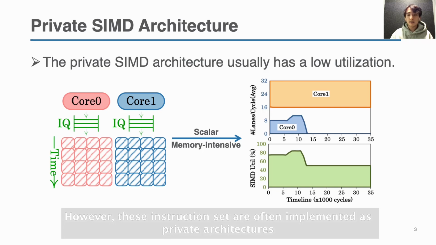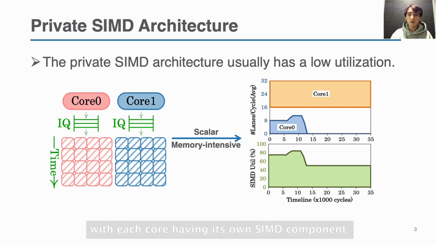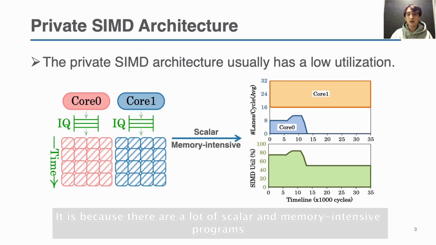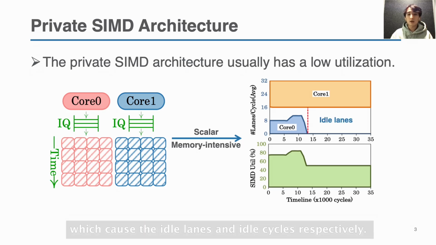However, the instruction sets are often implemented as private architectures, with each core having its own SIMD components, and this architecture usually has low utilization. This is because there are a lot of scalar and memory-intensive programs, which cause idle length and idle cycles, respectively.